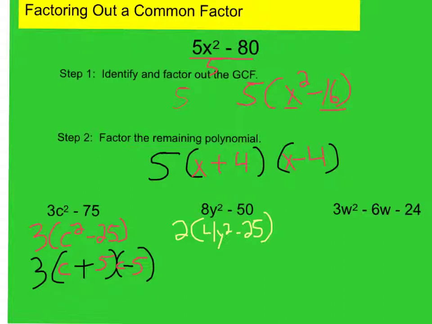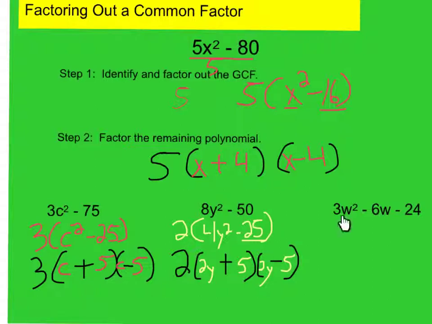So, let's continue and write our answer. We need to make sure that 2's in front. We'll set up our 2 parentheses, and we know that the square root of 4 is 2, and the square root of y squared is y, so I'm going to write 2y in each of them. And I know that the square root of 25 is 5, so I will write a 5 in each. And remember, just like before, I need one positive and one negative.